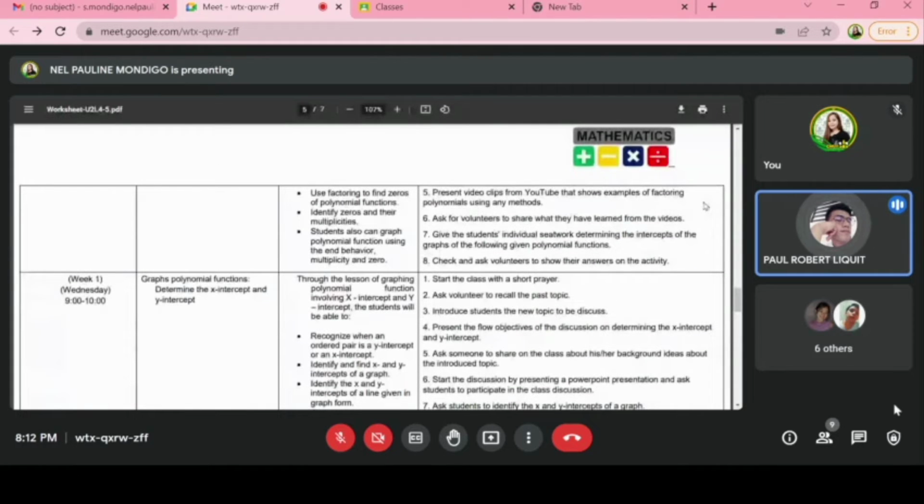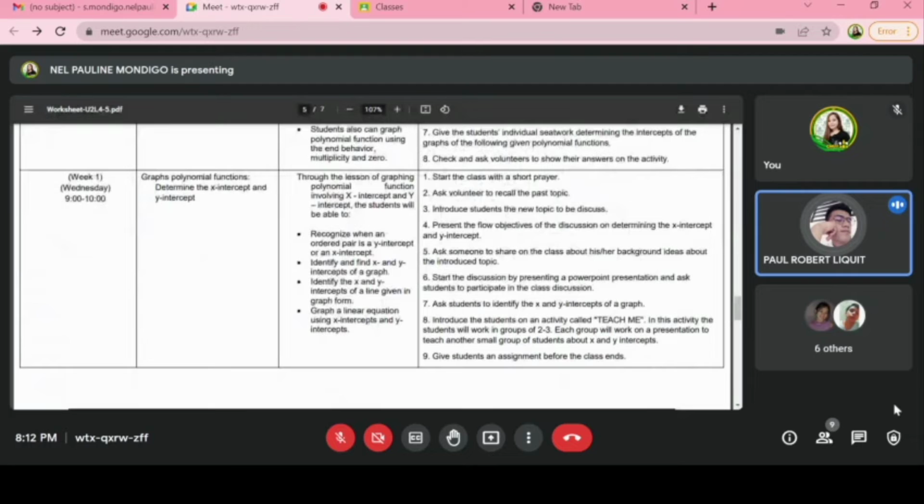Next, the learning competency is graph polynomial function, determining the x-intercept and y-intercept. And its learning outcomes are: through the lesson on graphing polynomials using x-intercept and y-intercept, the students will be able to first recognize when an ordered pair is a y-intercept or an x-intercept.